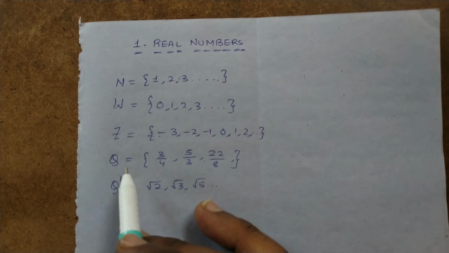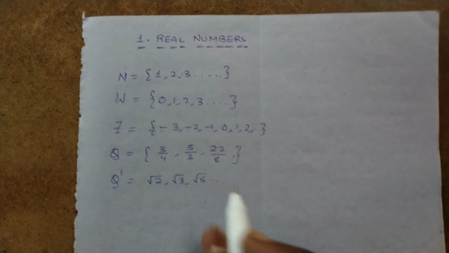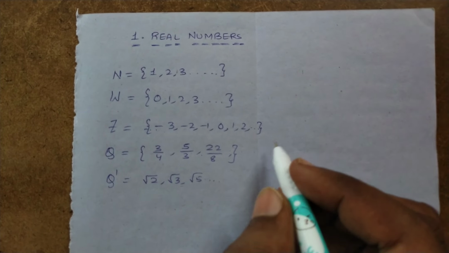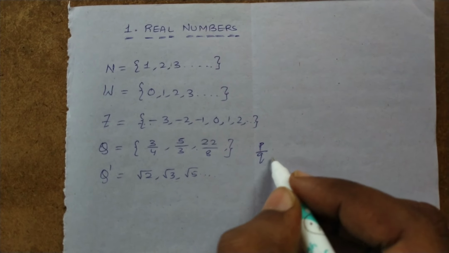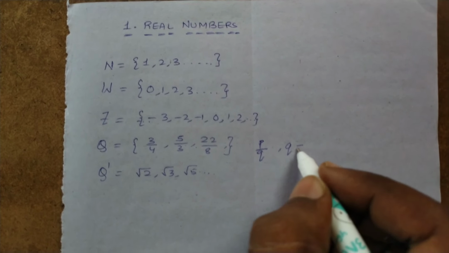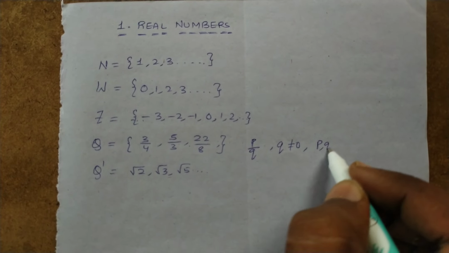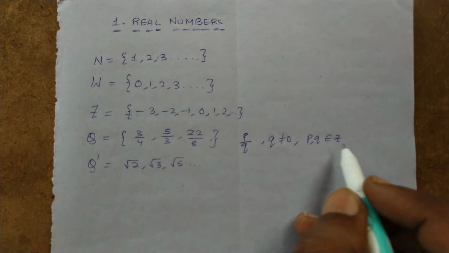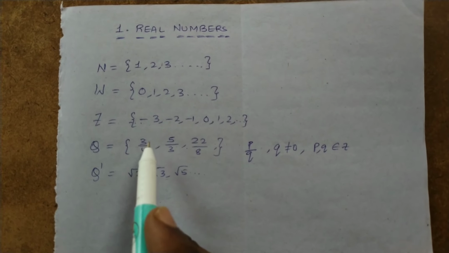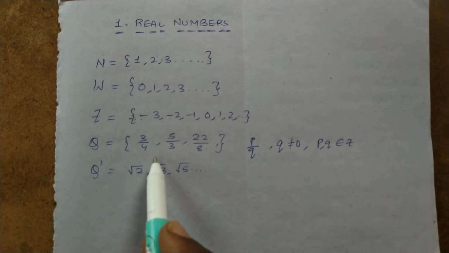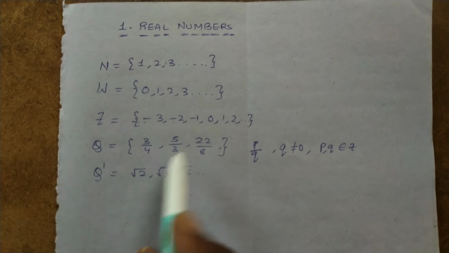We denote rational numbers by Q, which are in the p by q form. Rational numbers will be in the form of p by q, where q is not equal to 0, and p, q should be integers. This is the condition for rational numbers. So this is a rational number.